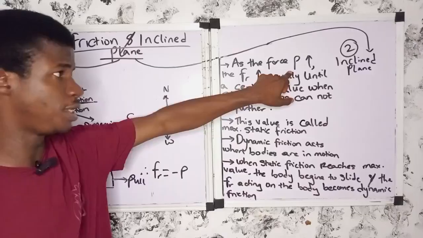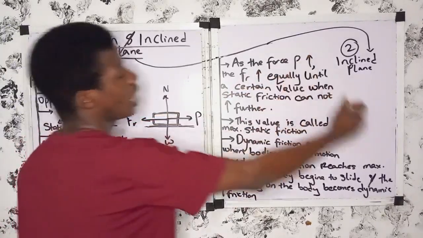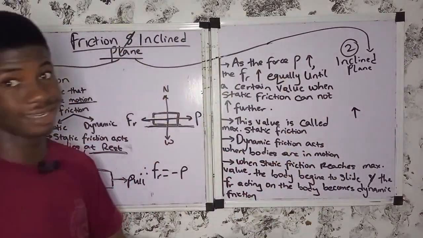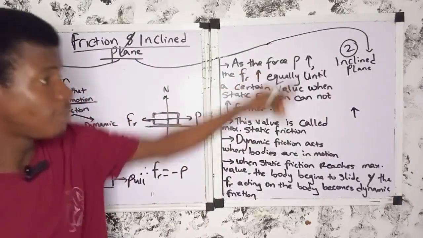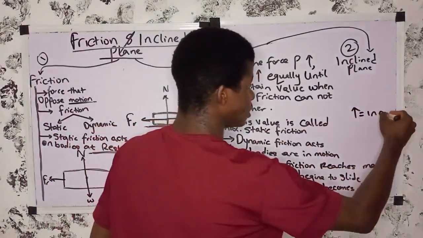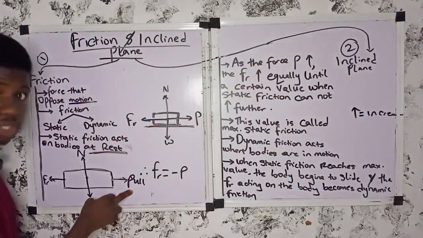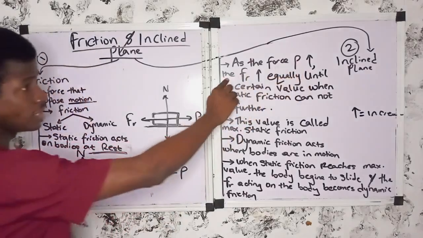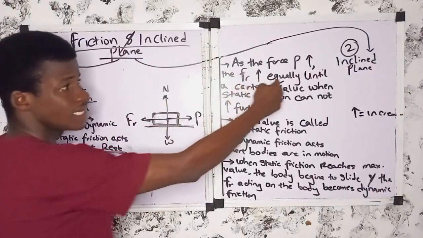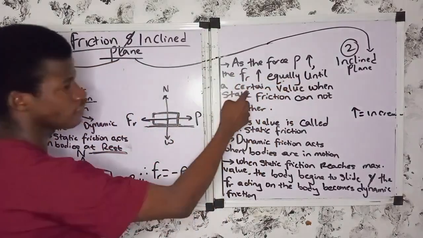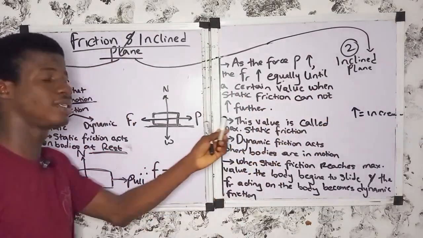As the force P, the pull force, increases, this arrow here means increase. I just did it to conserve space. So as the force P, which means pull, increases, the frictional force also increases. The frictional force increases equally until a certain value, when static friction cannot increase further.